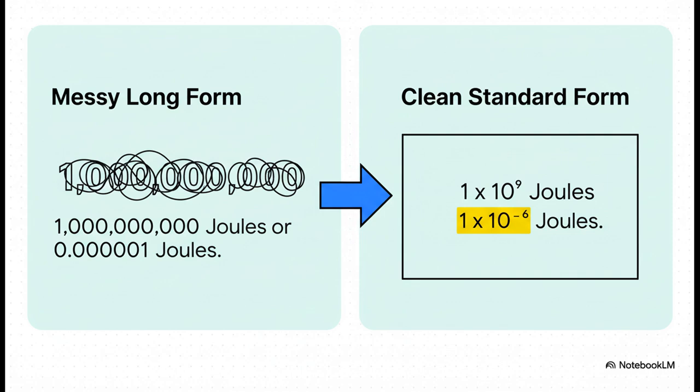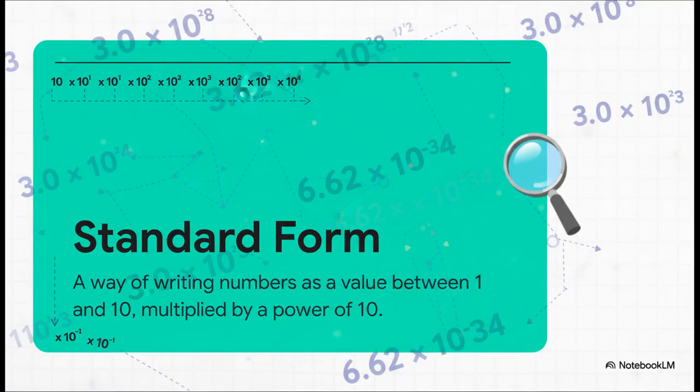That 1 billion joules just becomes 1 times 10 to the power of 9. A millionth of a joule, 1 times 10 to the -6. It's so much clearer and way harder to mess up. So what is it really? Well, it's just a system, a set of rules. You take any number and you rewrite it so there's only one digit that isn't 0 in front of the decimal point.